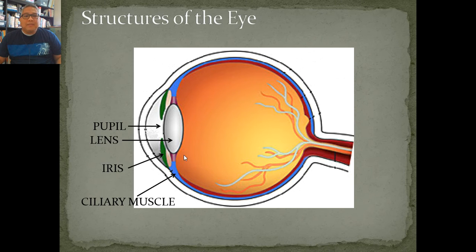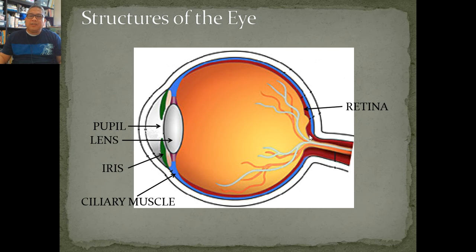Ciliary muscles. You see the muscles here are attached to the lens. So the ciliary muscles are the ones controlling the shape of the lens. The iris controls how big the pupil is, and then the retina. The retina is black in color because black is very good at absorbing light and information, and that's why the retina is black.